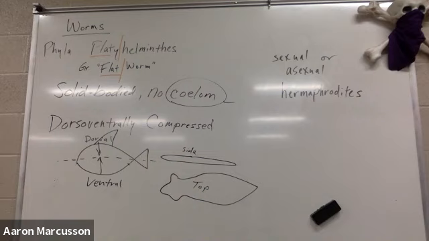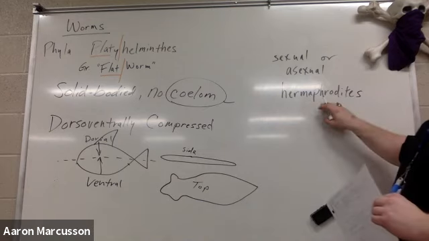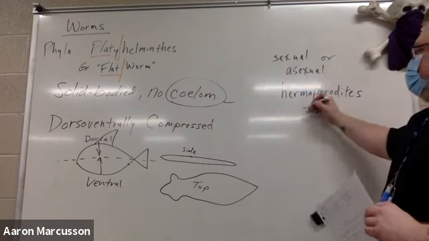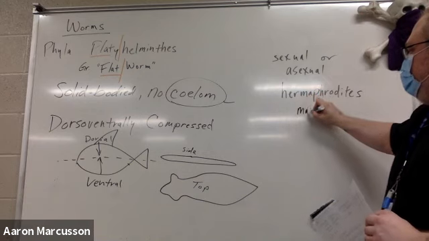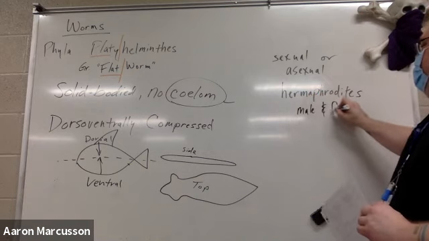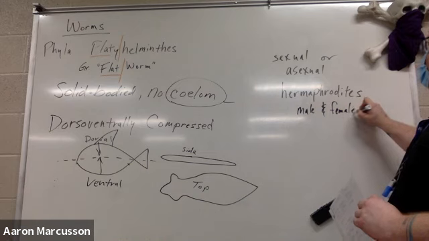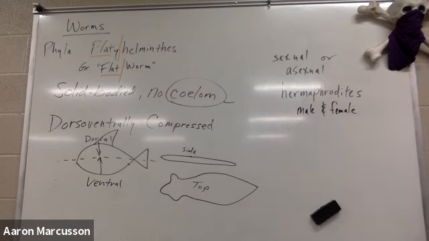And it's okay if you don't know, guys. Some of you are like, should I know this? Do I not know this? Hermaphrodite means it is both male and female at the same time. It has male reproductive organs and female reproductive organs in the same animal, okay?